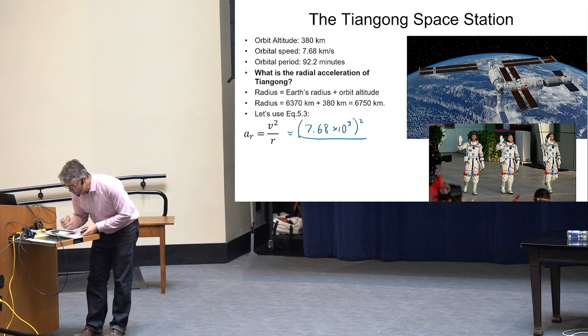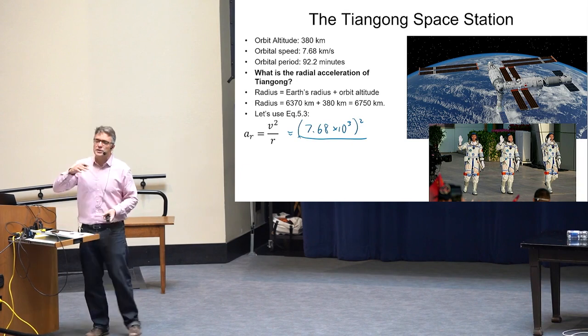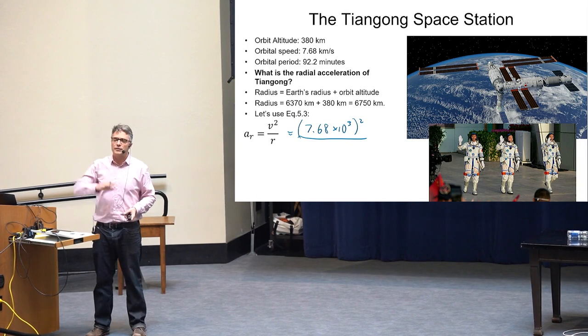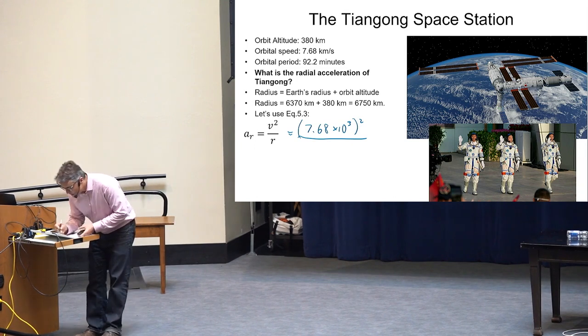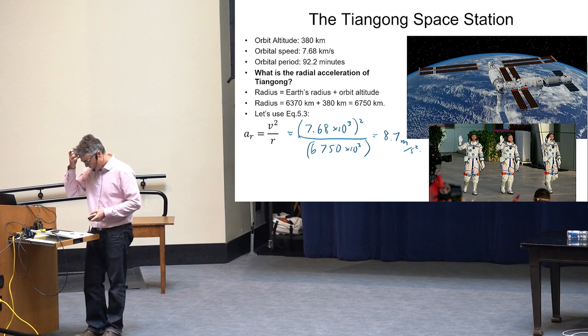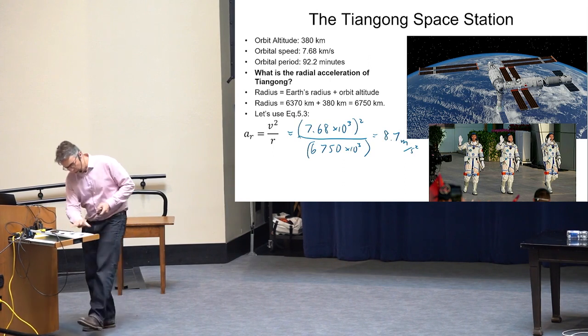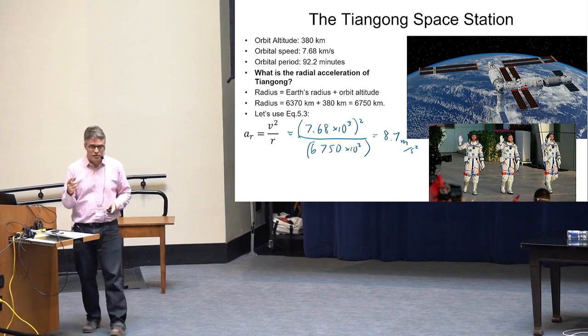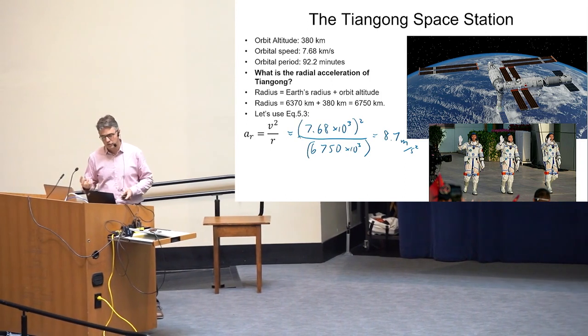And then divide by the radius, which is, if you look, they're 380 kilometers above the surface of the Earth, but don't forget the radius of the Earth, so you get 6,750 times 10 to the 3 meters. If you divide that all out, you get that their radial acceleration is 8.7 meters per second squared. Okay, radial acceleration. So which direction is radial acceleration? It's towards the center of the circular path.